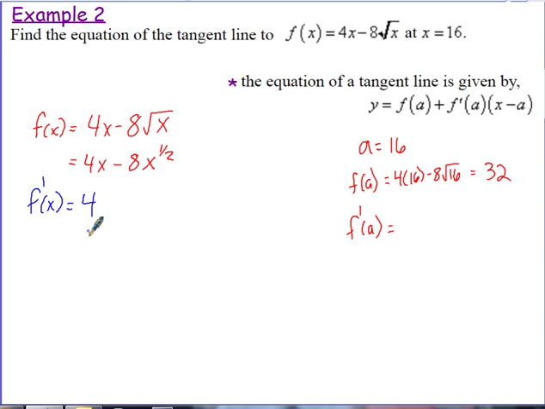4 minus 4 x to the 1/2 minus 1, negative 1/2. Negative 1/2. Okay? So then really this is what? So it's 4 minus 4 over square root of x. So that's my derivative. What do I need to do now?